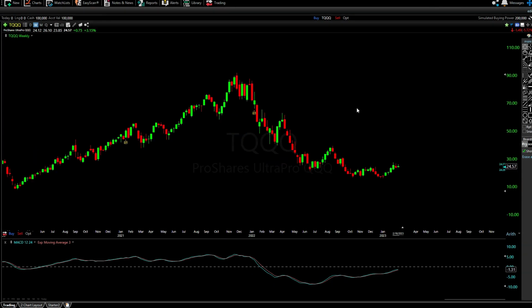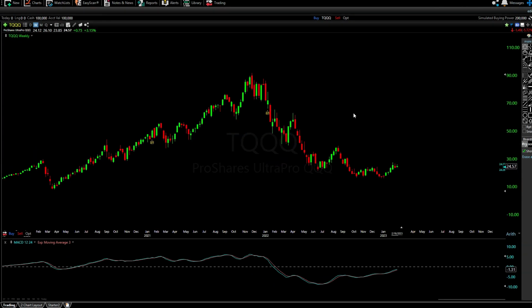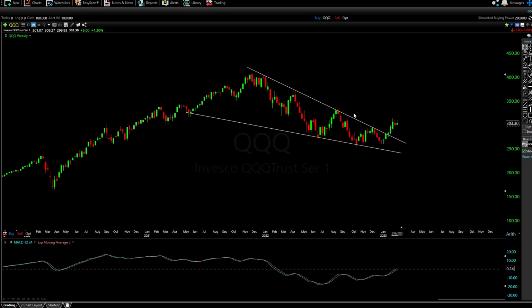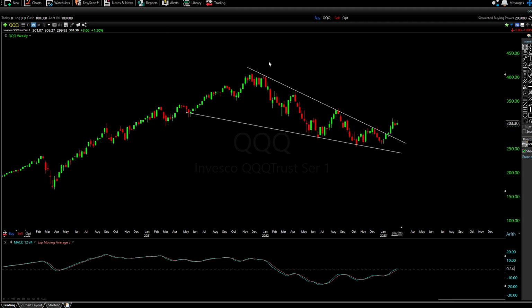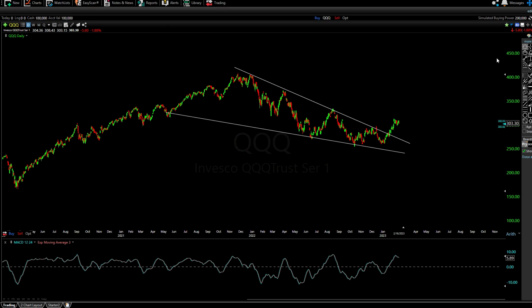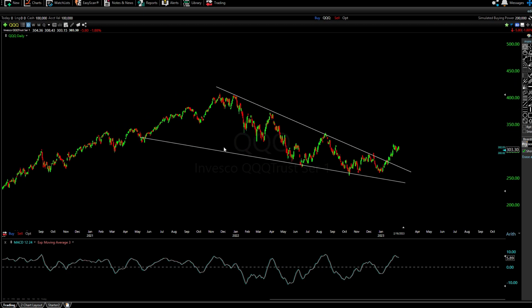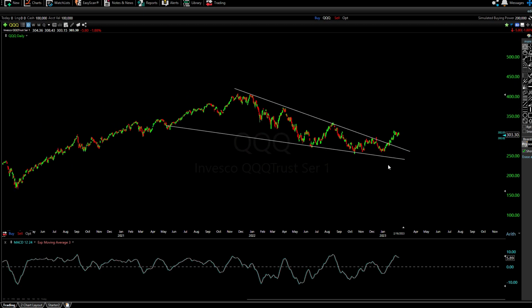All right, so here we go. Here's a chart of TQQQ. Actually, I was just looking at this the other day, but if I want to go to QQQ, you can see I actually already have this drawn out on the chart. This is a weekly chart, but if I go to the daily, it's just a zoomed out version of this wedge, and you can see how this works out really well.